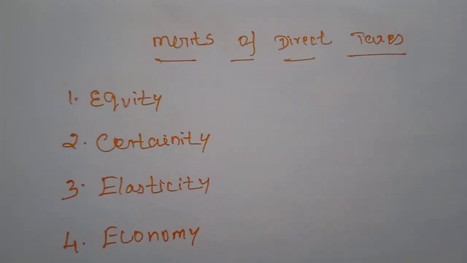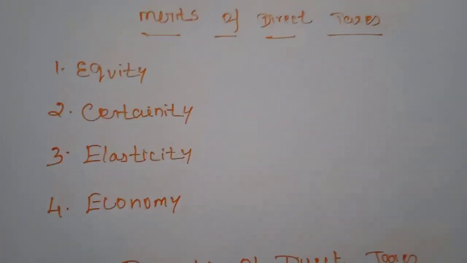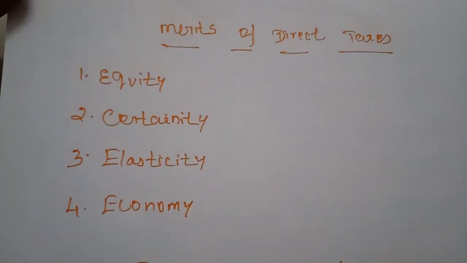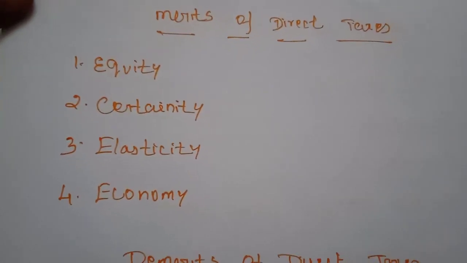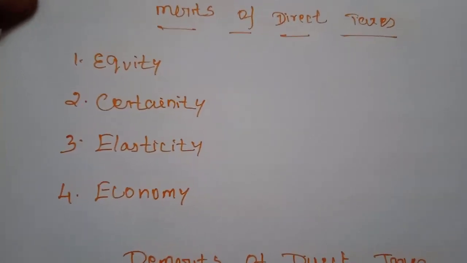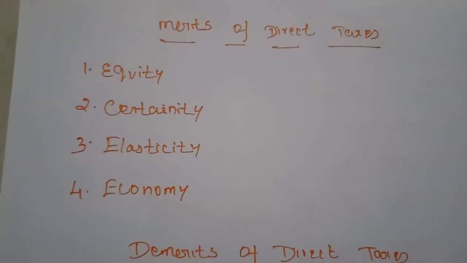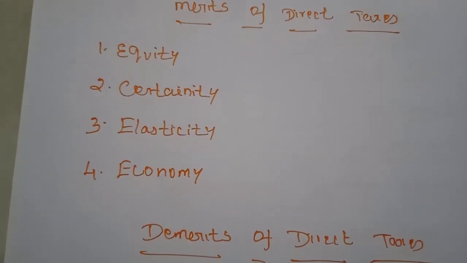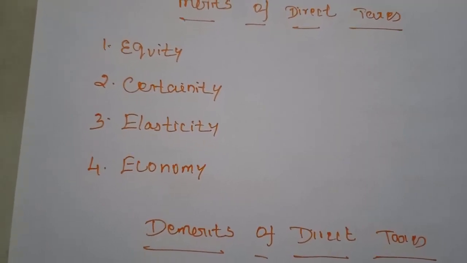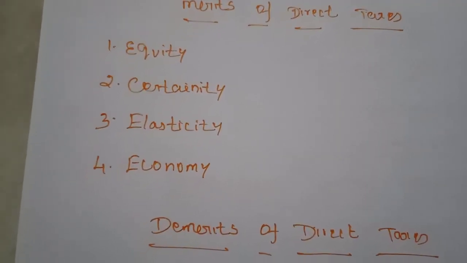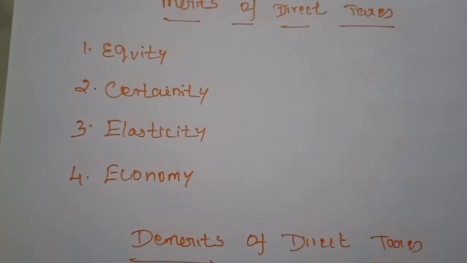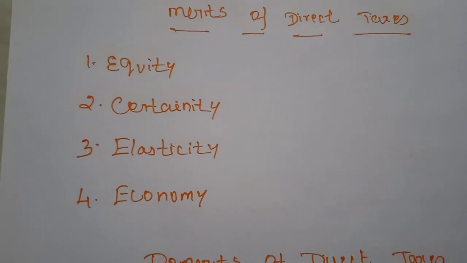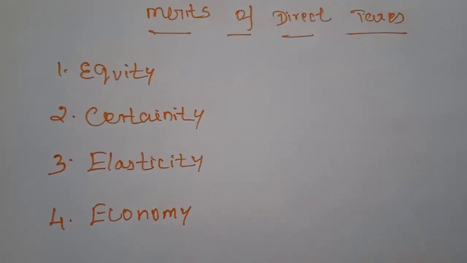The merits of direct taxes. When the government imposes direct taxes, some merits are there for both the government and the taxpayers. First, equity. The direct taxes are progressive. For example, the rate of tax varies according to the tax base. Income tax satisfies the canon of equity. Income tax canon of equity means all persons have to pay on the basis of their amount of income.